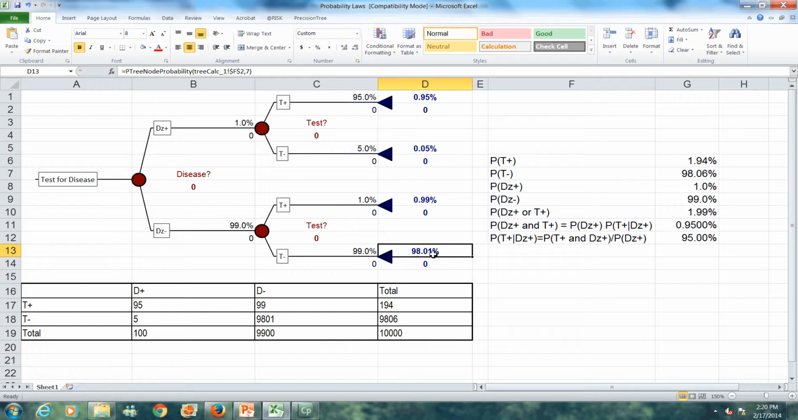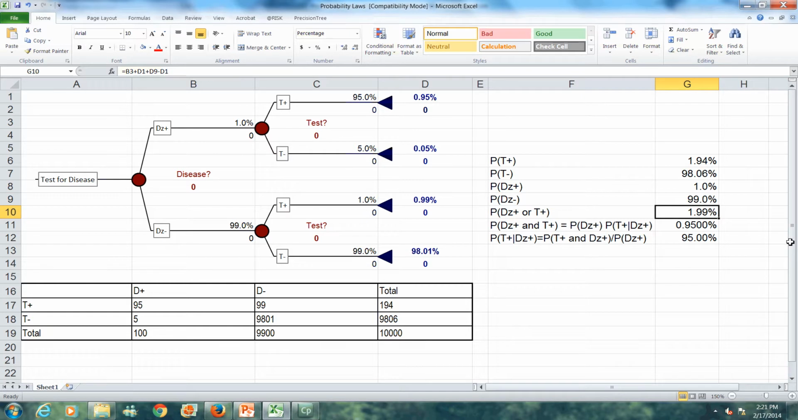Now let's look at what's the probability that a person is disease negative. As I mentioned, we just copy that from the model here. So now that we've gotten all 4 of the marginal probabilities, we can move on to a more complex probability.